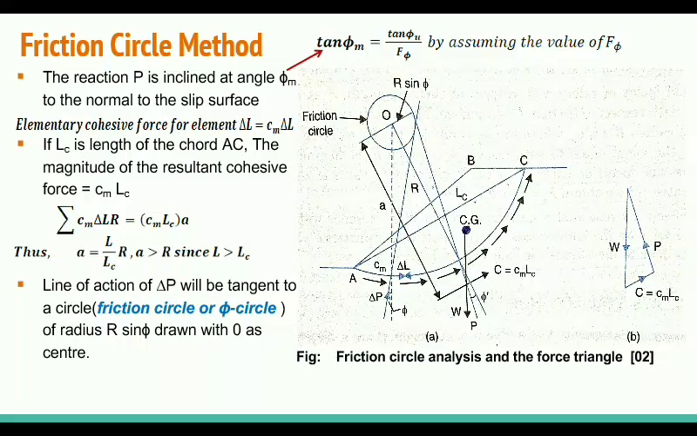And the radius of the phi circle would be R sin phi. In the GATE examination, it is once asked, what is the radius of the friction circle? So the radius of the friction circle is R sin phi, where capital R is the radius of the slip circle. Or you can say R sin phi m is the radius of the friction circle.